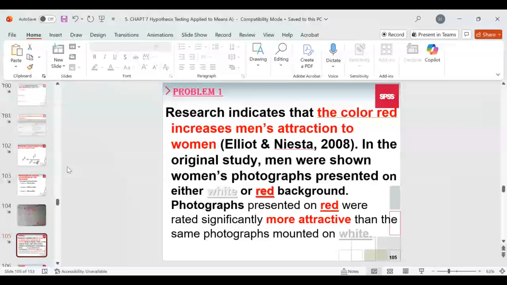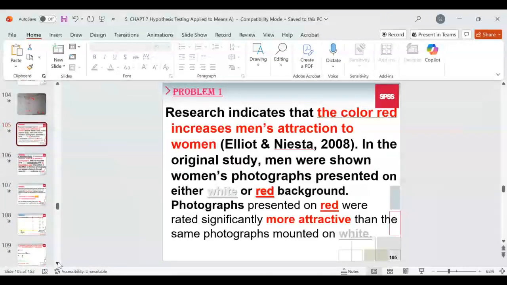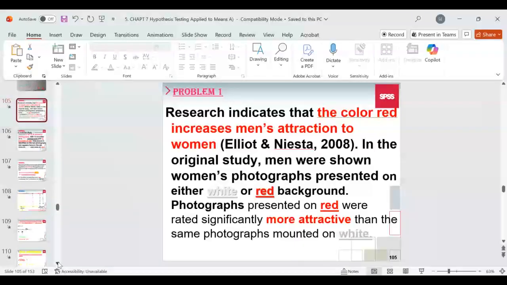Research indicates that the color red increases men's attraction to women. According to these researchers, in the original study, men were shown women's photographs presented on either a white or red background. Photographs presented on red were rated significantly more attractive than the same photographs mounted on white. That research was done by Elliot and Niesta in 2008.